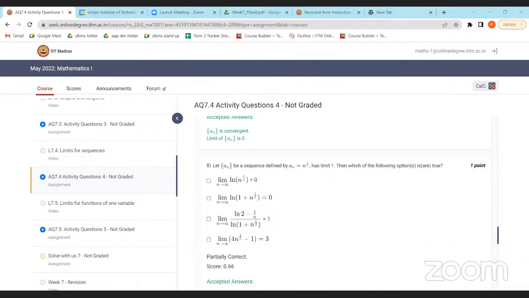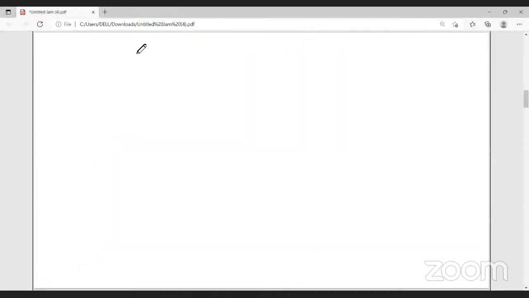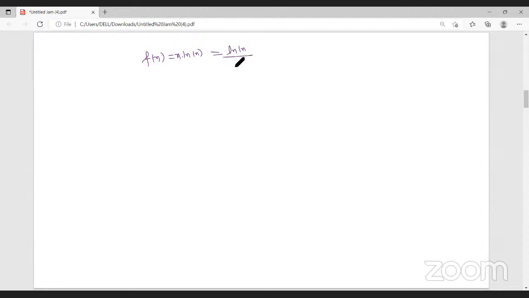So I can write this x into ln of x as ln of x by 1 by x. Let me show you that. I have f of x as x into ln of x. Right, I can write it as ln of x upon 1 by x. We can write this.